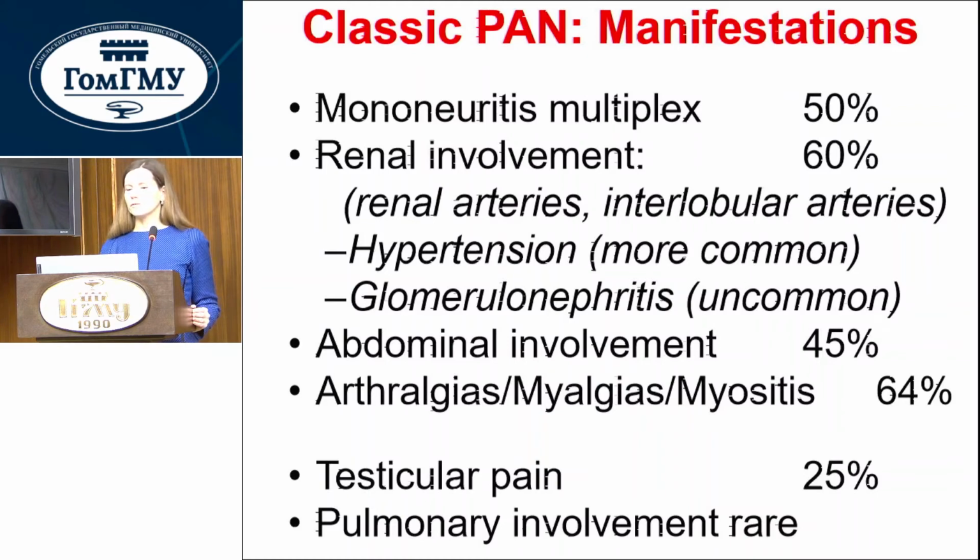Mononeuritis present in 50% of patients, renal involvement in 60% of cases, more often hypertension and glomerulonephritis. Glomerulonephritis is uncommon for this category of patients, because it's medium size. Abdominal involvement in 45%, arthralgias, myalgias 64%, testicular pain approximately 25% of patients. Pulmonary involvement is very rare.